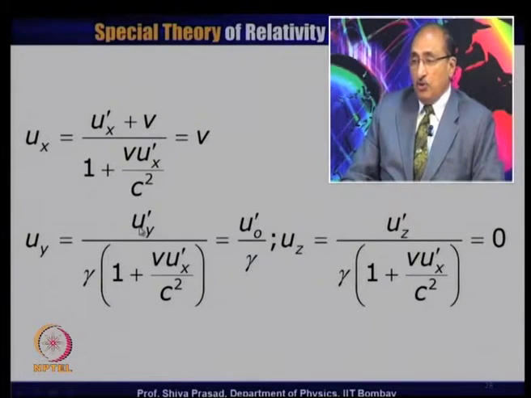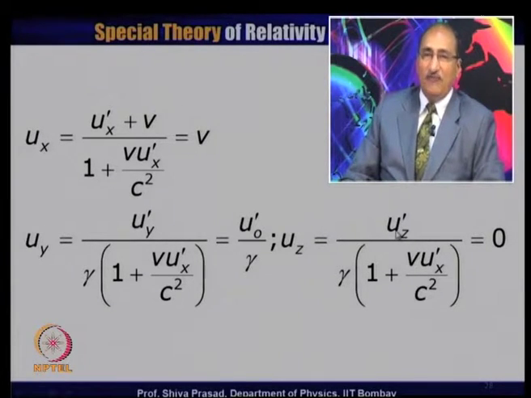Uy prime is non-zero, and there is a gamma. So, this will be given by u naught prime divided by gamma, because we have written the speed along the y direction to be u naught prime. So, u naught prime divided by gamma is the velocity along the y direction. Uz is equal to uz prime divided by all these things, and I know that uz prime is 0, because the particle is moving along only the y direction. So, this gives me 0.